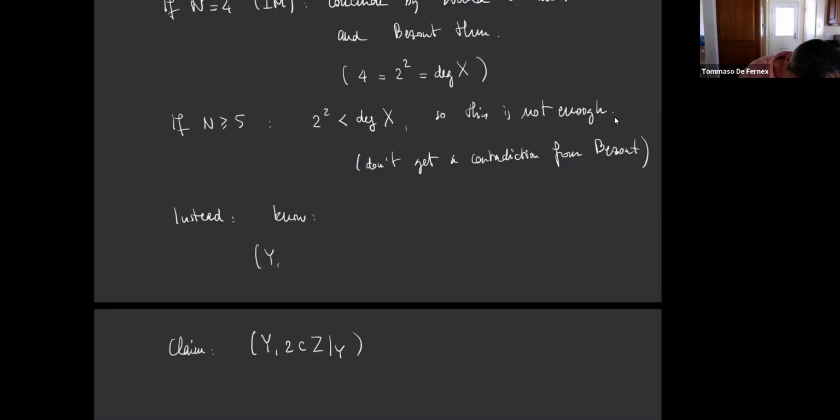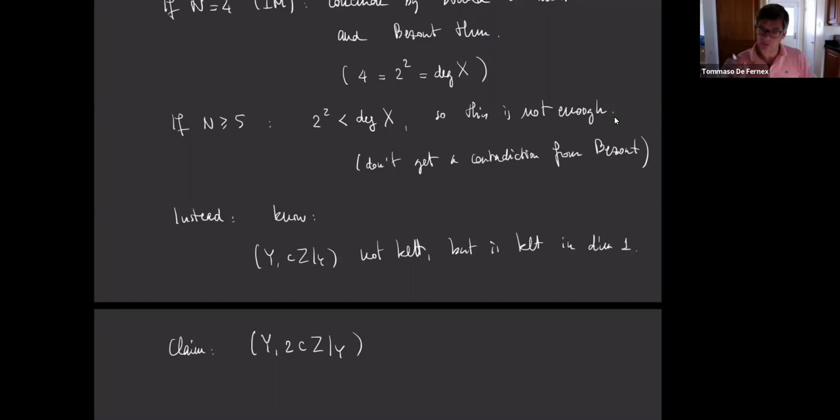We know that the pair Y, C0 related to Y is not KLT, but is KLT in dimension 1. Okay, so the point where it's not KLT is 0 dimensional. Well, the point is it's true even if I double the boundary. So in spite of the fact that we make it more singular, you still have the fact that the singularity is really concentrated in dimension 0.